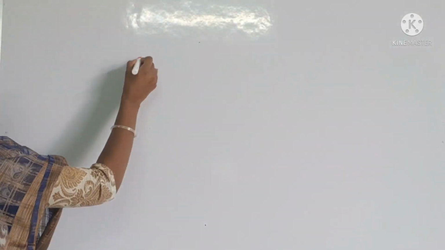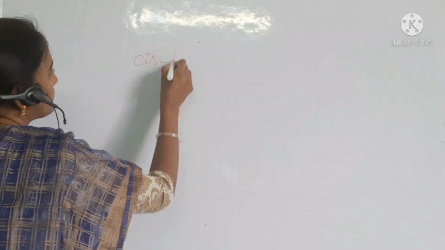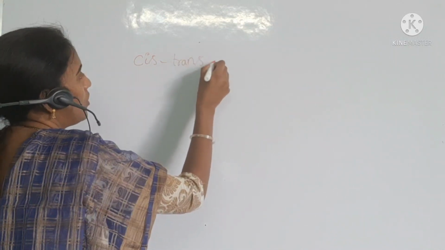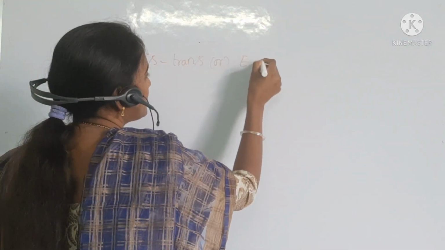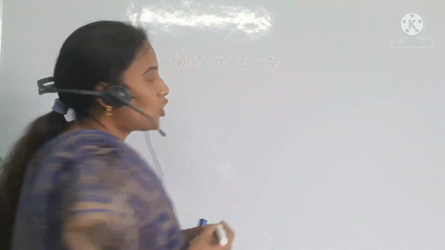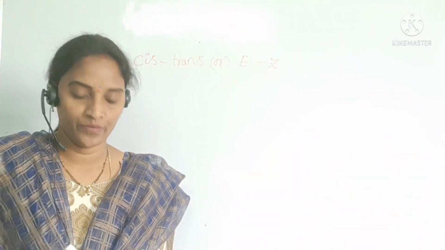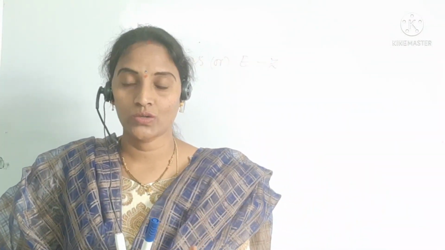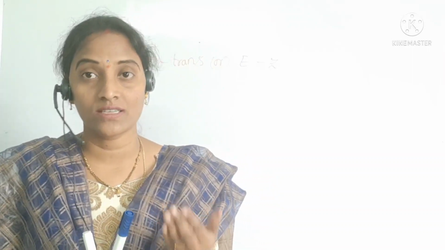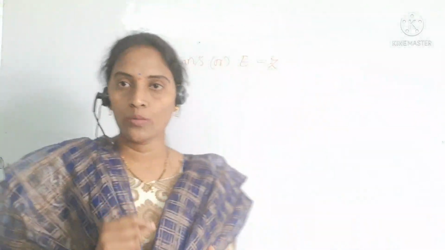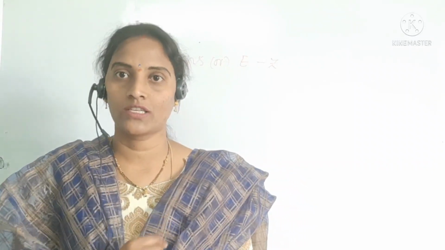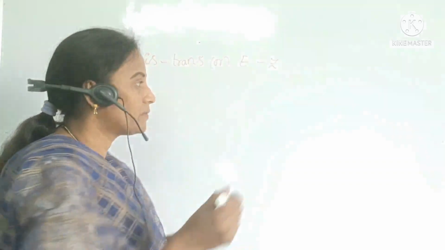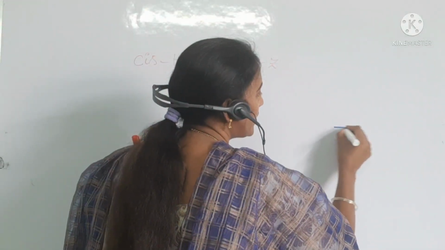Now coming to our topic, students: cis trans or EZ nomenclature or EZ configuration. Which molecules or which isomers are going to show cis trans nomenclature or cis trans isomerism? Properly substituted olefins or cyclic compounds can show cis trans isomerism. Here you can take one example.